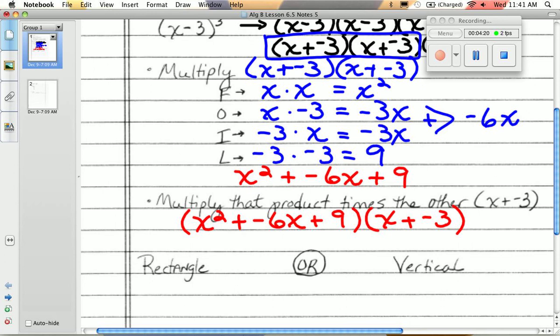Wouldn't it be negative 6x squared? Nope, because what we did is we added these x's together. So we have a negative 3 and another negative 3, that's negative 6, and they're being added so they stay x's. So we have to keep it straight when we're adding and when we're multiplying. So we were adding there.